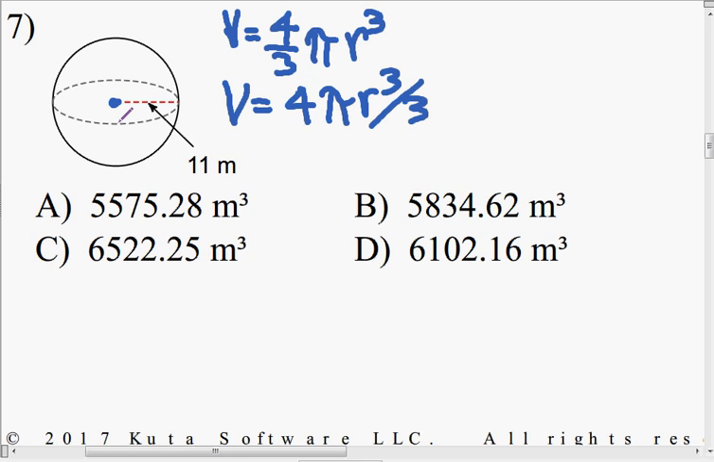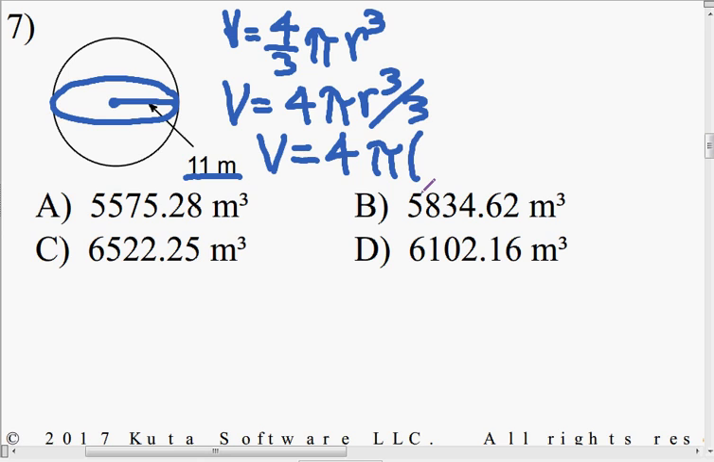When we work with a sphere, we're going to think about a circle. So a circle going around the sphere, like the equator goes around the Earth. I've got my radius, and I'm told the radius is 11. So I just use my formula, 4 times pi times 11 to the third power divided by 3.